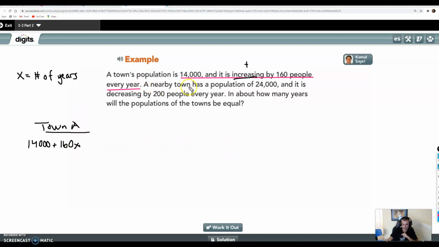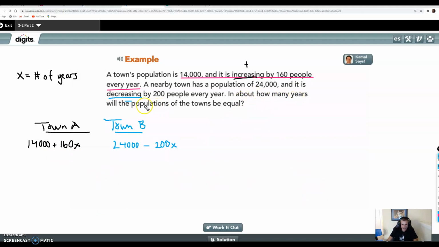Well, a nearby town, we'll call that town B. It has a population of 24,000 and it is decreasing by 200 people every year. Okay, so we start off with 24,000 and it is decreasing, so we're going to subtract. Remember over here where it says increasing, we added, well, since it's decreasing, we're going to subtract 200 people every year. Maybe there's a factory that closed or something, and so people started moving out of town. Okay, so these are my 2 expressions.